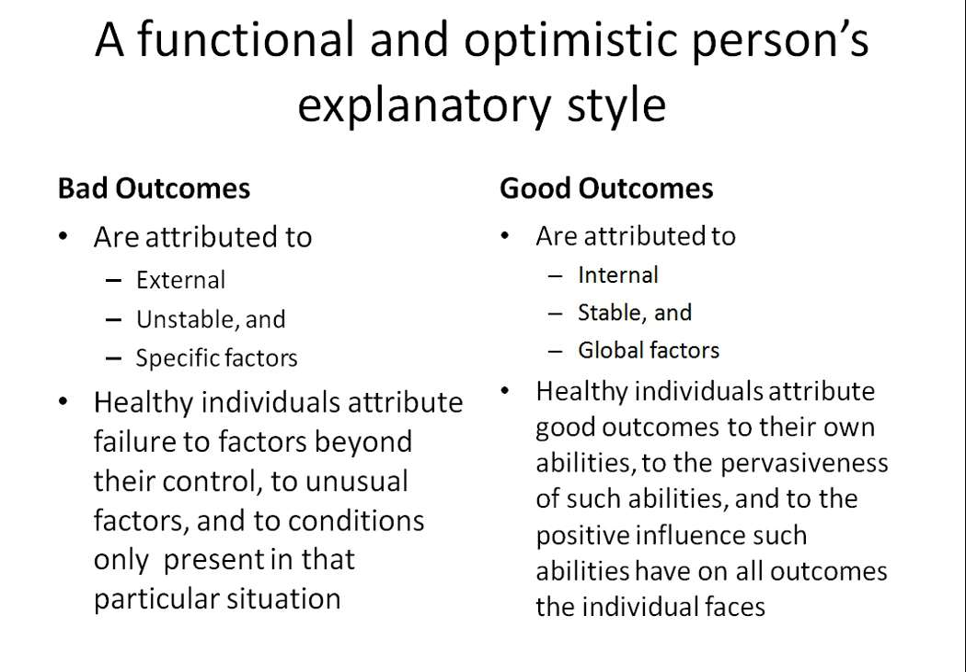In contrast, a functional and optimistic person's explanatory style sees bad outcomes as attributed to external, unstable, and specific factors. Healthy individuals attribute failure to factors beyond their control, to unusual factors, and to conditions only present in that particular situation. Good outcomes, on the other hand, are attributed to internal, stable, and global factors. Healthy individuals attribute good outcomes to their own abilities, to the pervasiveness of such abilities, and to the positive influence such abilities have on all outcomes the individual faces.